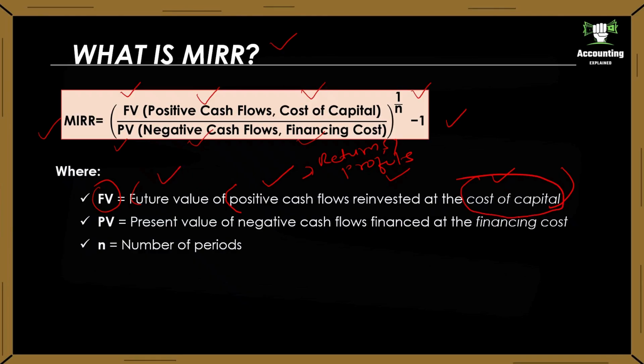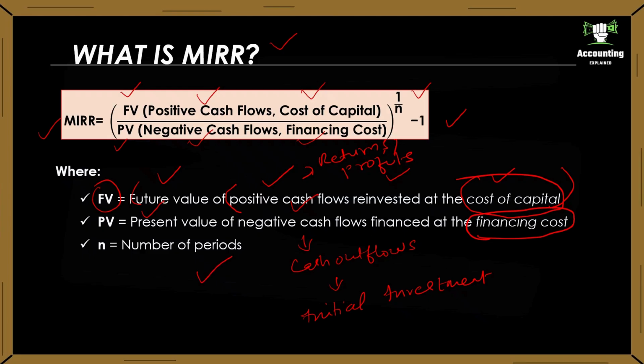Next you are going to find out the present value of negative cash flows. Negative cash flows means cash outflows or the initial investment. You're going to find out the present value of the negative cash flows financed at the financing cost, that is at the borrowing rate. Present value of the negative cash flows at the borrowing rate in the market. And n is equal to number of periods, that is the project period. Life of the project.